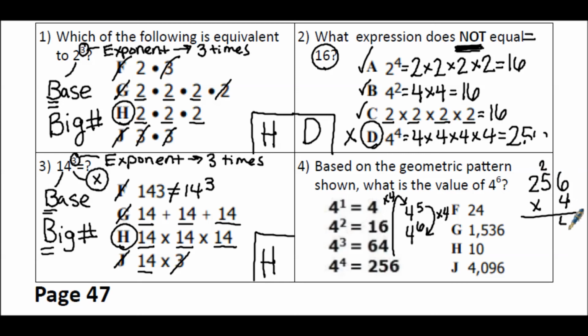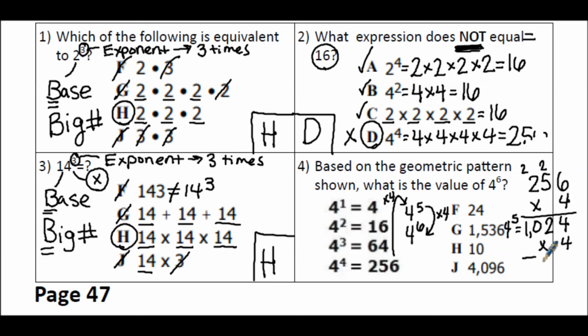So 6 times 4 is 24, carry the 2, bring down the 4. 4 times 5 is 20, plus 2 is 22. 4 times 2 is 8, plus 2 is 10. So 4 to the 5th power is actually equal to 1024.